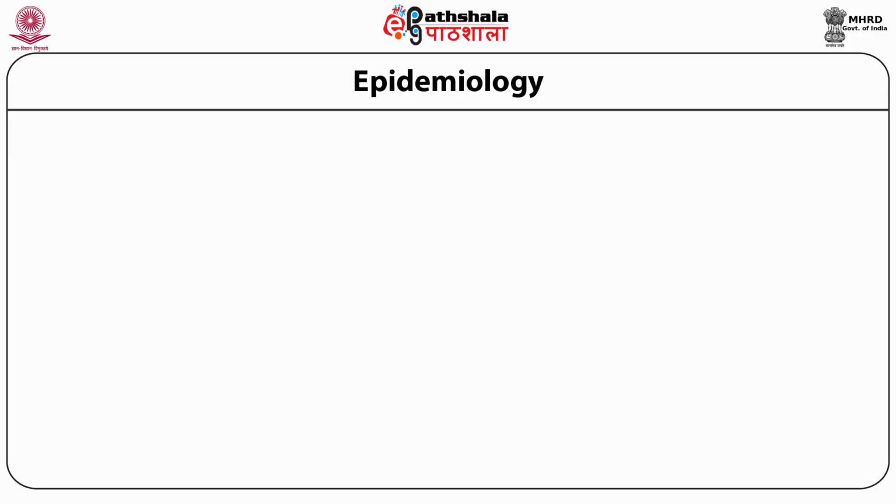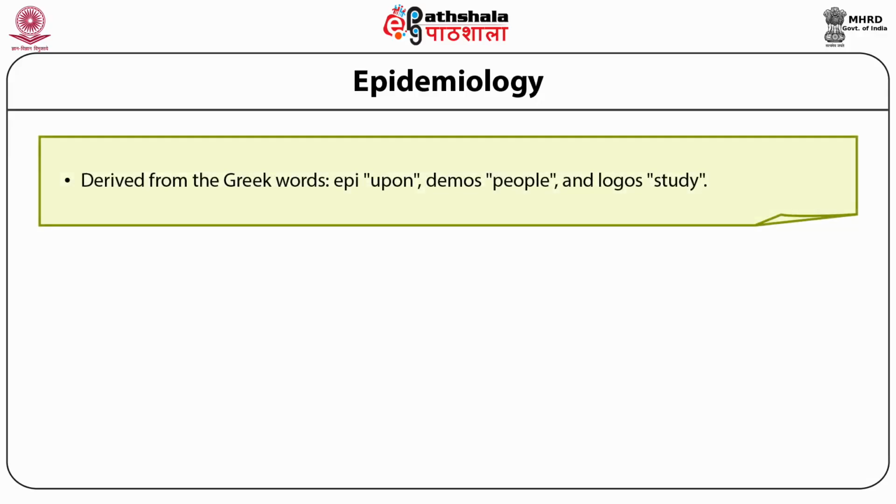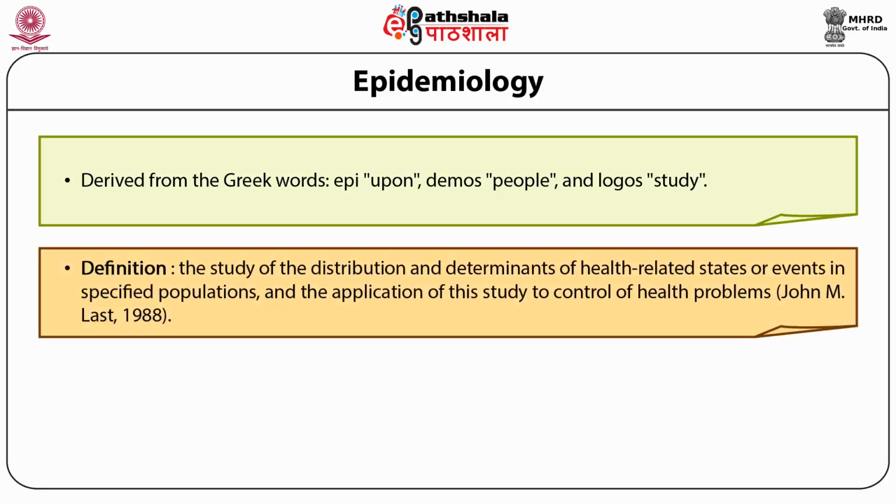Epidemiology. The word epidemiology is derived from the Greek words epi meaning upon, demos meaning people, and logos meaning study. It is defined as the study of the distribution and determinants of health related states or events in specified populations and the application of this study to control of health problems. This definition was given by John M. Last in 1988.